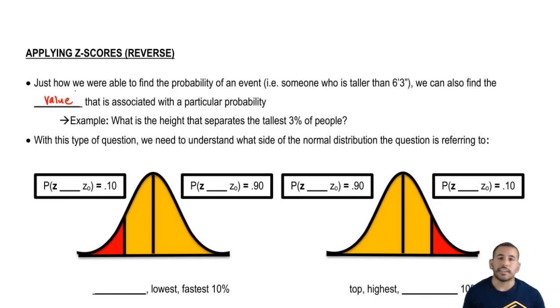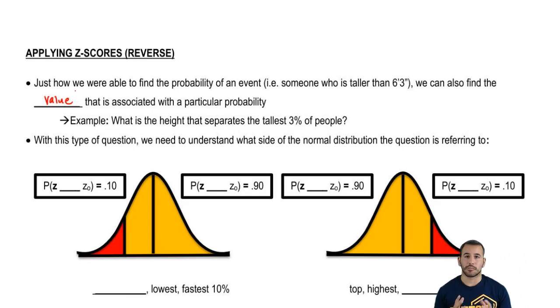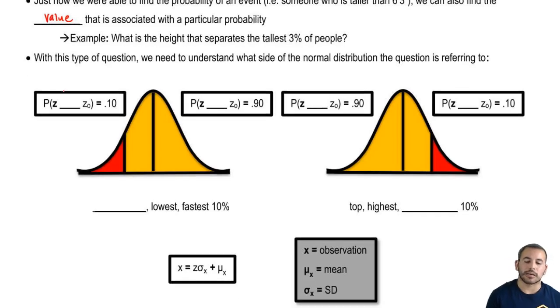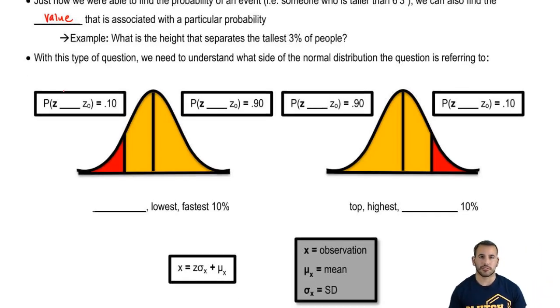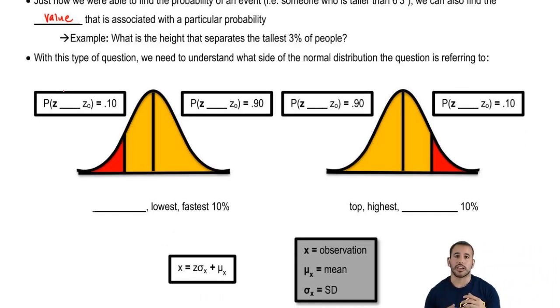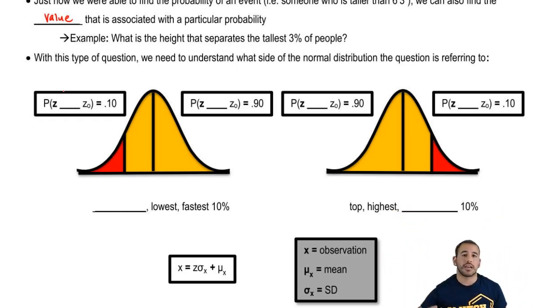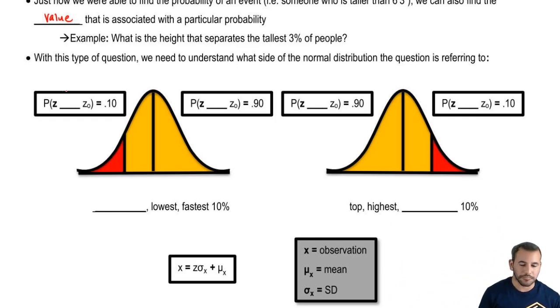So there I give you the probability of this particular event, and then I ask you for the event itself. So I ask you for what's the height that's tied to this probability of 3%, and in particular the tallest 3%. Now with this type of question, you need to understand what side of the normal distribution the question is referring to. And just like I did last time where I showed you the z first and then I threw in the full normal distribution problem, I'm going to do the same thing here. So I'm going to start off with z and then bring it back to the actual full normal distribution problem.